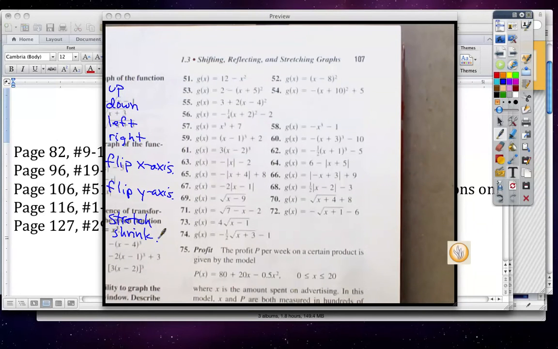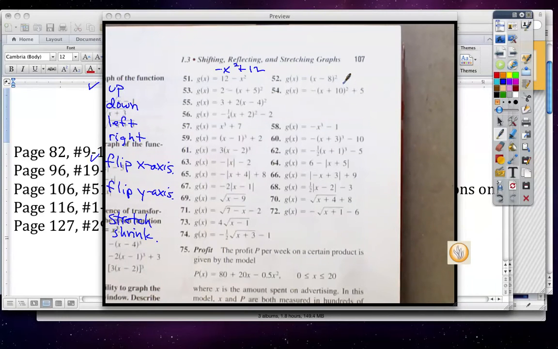So just looking at these things, what's the common function in number 51? Quadratic, right? And there's two transformations going on. What are they? You're flipping it over the x-axis because of the minus, and if you look at it like this, negative x squared plus 12, what's that transformation? It's up 12, right? So that was a flip across the x-axis, and that was an up.